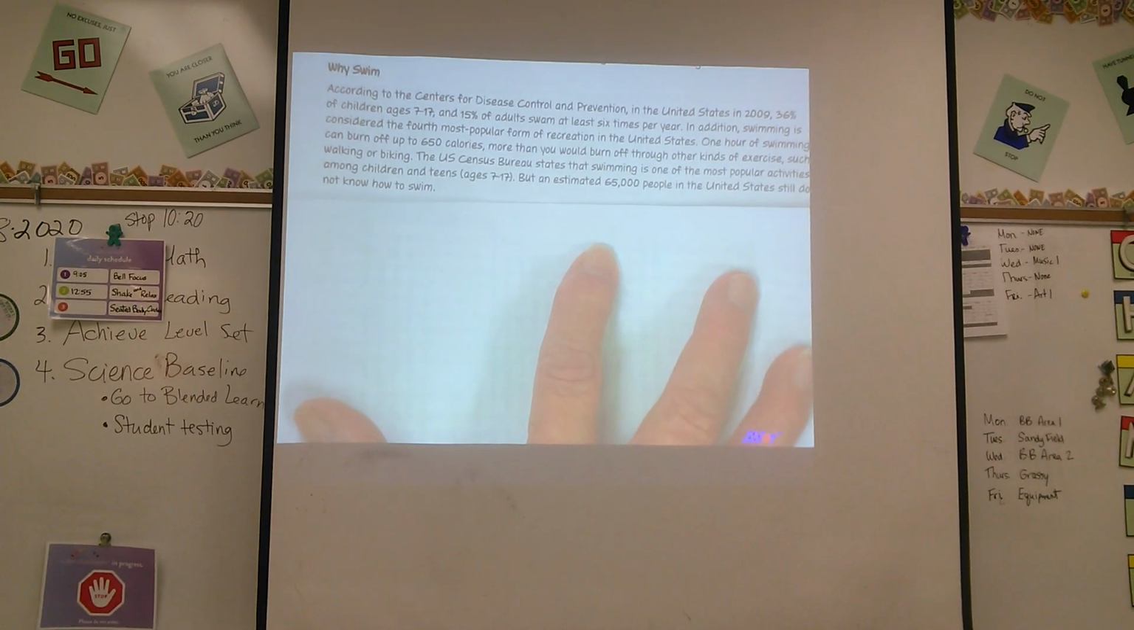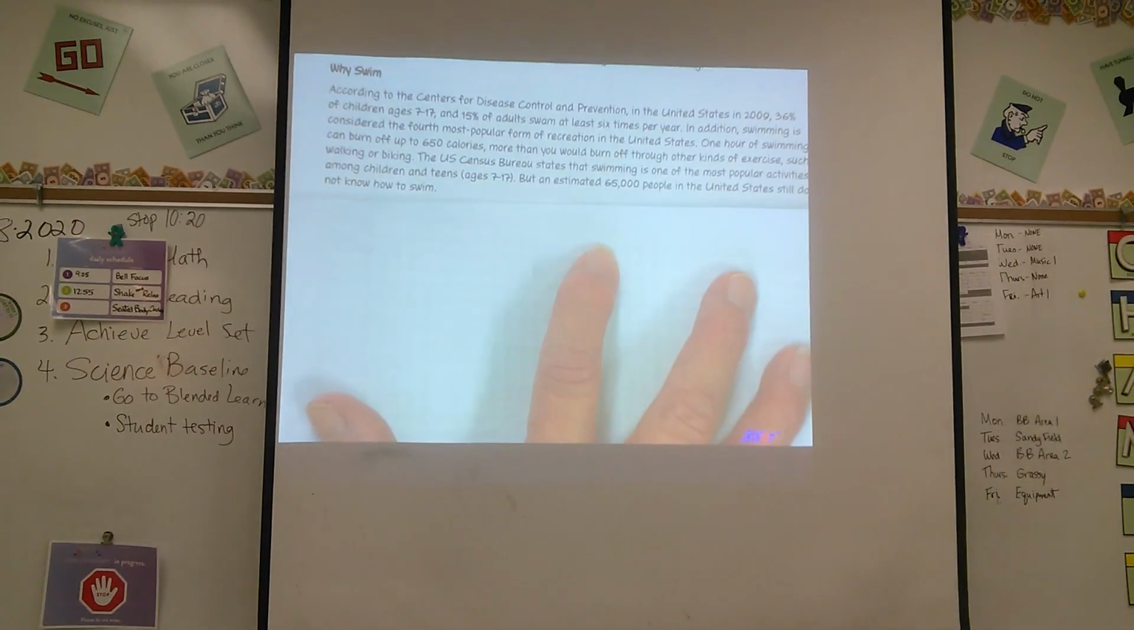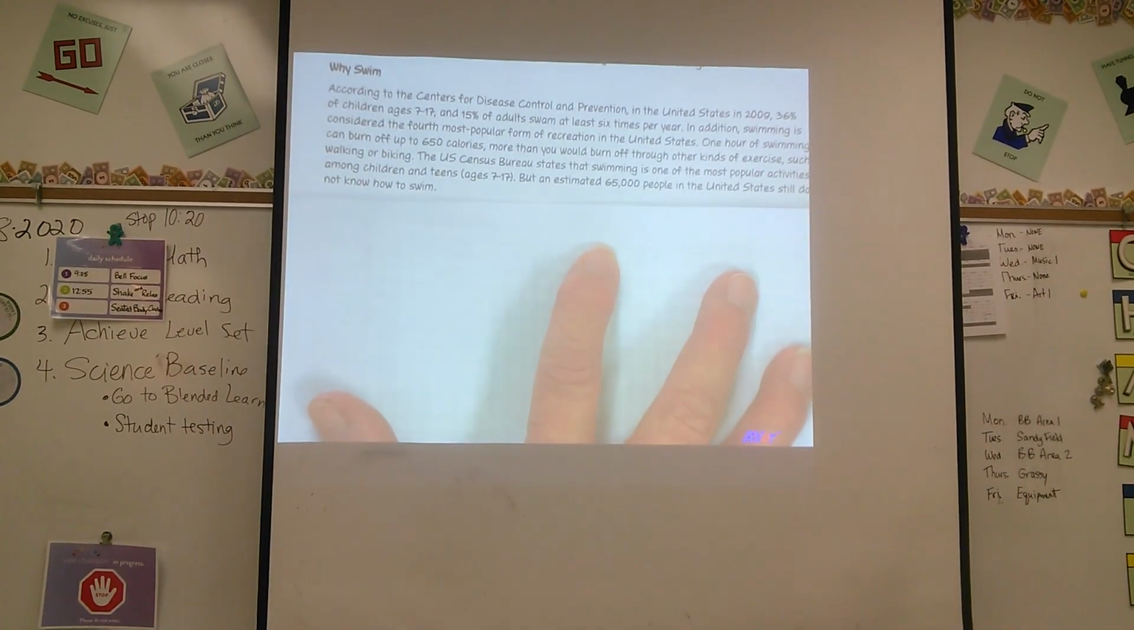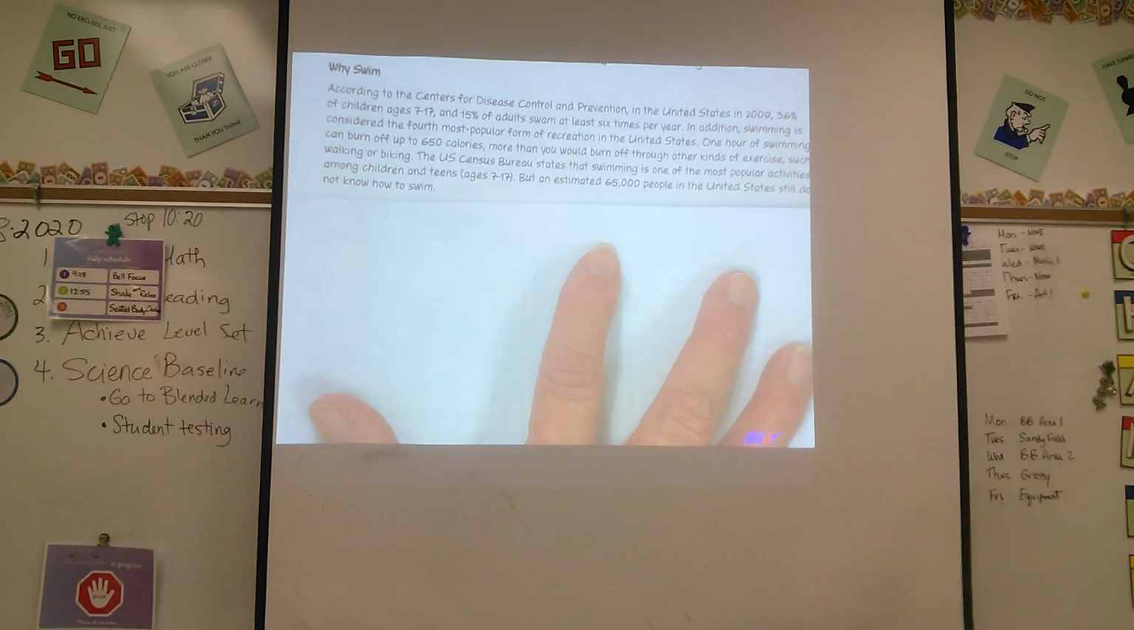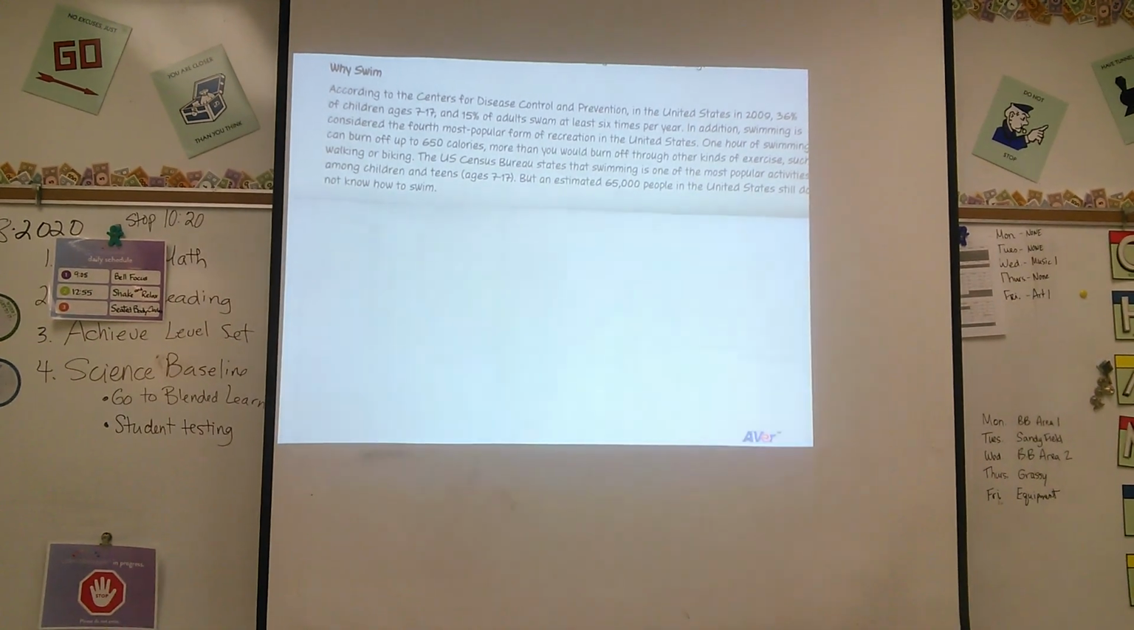According to the Centers for Disease Control and Prevention in the United States in 2009, 36% of children ages 7 through 17 and 15% of adults swim at least 6 times per year. In addition, swimming is considered the 4th most popular form of recreation in the United States. 1 hour of swimming can burn off up to 650 calories, more than you would burn off through other kinds of exercise, such as walking or biking. The U.S. Census Bureau states that swimming is one of the most popular activities among children and teens, ages 7 to 17. But an estimated 65,000 people in the United States still do not know how to swim.